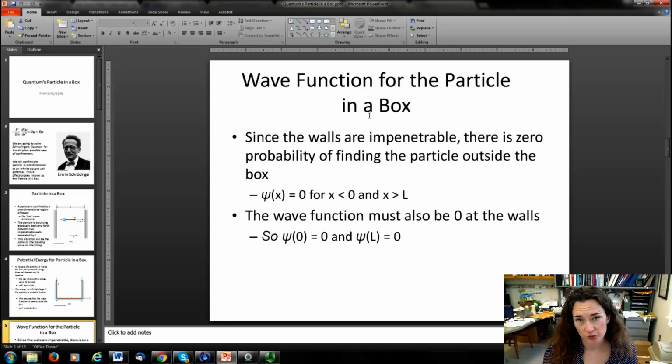Since the walls are impenetrable, there's 0 probability of finding the particle outside the box. Now, since the absolute value of the wave function squared gives you the probability of the particle's location, what that means is that outside the box, that wave function has to be 0. So the wave function is 0 for x less than 0 and for x greater than L, where L is the length of the box. And to ensure continuity, the wave function also has to be 0 at those values. So at x equal to 0, the wave function is 0, and at x equal to L, the wave function is 0.